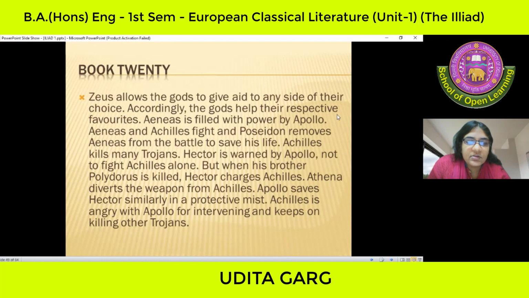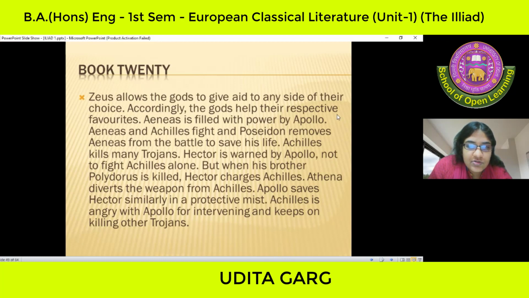Right? So remember, we had seen that Zeus had stopped and had asked all the gods not to interfere in the battle. But now, at this point in book 20, he allows the gods to give aid to any side of their choice. Now Aeneas is filled with power by Apollo. Aeneas and Achilles fight, and Poseidon removes Aeneas from the battle to save his life.